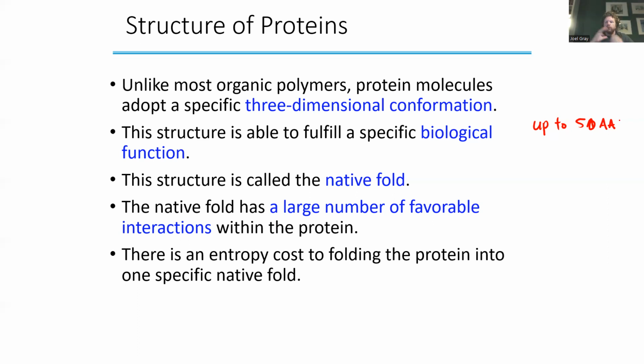The native fold or shape has a large number of favorable interactions within that protein that you can think about as stabilizing it. And one thing I want you to keep in mind throughout this discussion of protein structure is we're talking about a polymer of amino acids. So this large number of favorable interactions, those are your amino acid R groups that are interacting with one another.